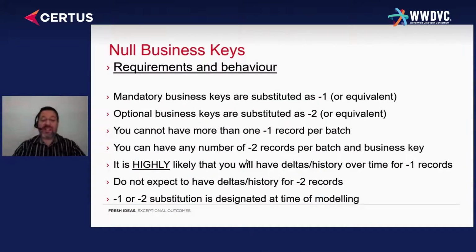You can have any number of -2 records per batch because obviously it's not uniqueness in your data. It's typically not going to have any data associated with it. And so, hence the statement earlier of -1 records, you will expect to find a history over time, whereas -2, you won't. Again, like the business key collision code, you need to understand the behaviors of your data, and at modeling time, the designation of whether it's a -1 or -2 substitution is a modeling determination, and it must be captured in your metadata, in your automation frameworks to facilitate that.